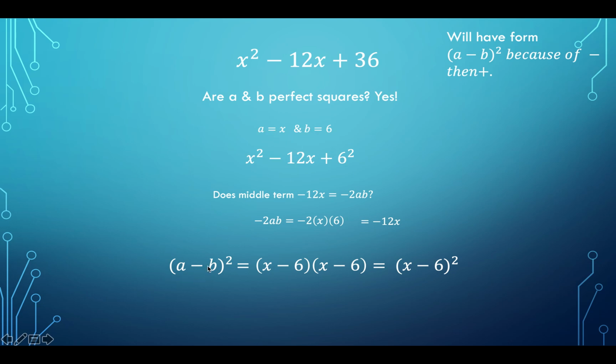So now we could just plug in whatever we had for a and whatever we had for b. So a minus b squared is equal to x minus 6 times x minus 6, or x minus 6 squared. And x minus 6 squared is our final answer.